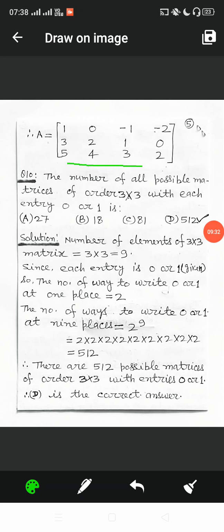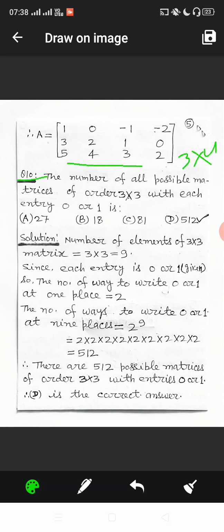So, matrix A has elements 1, 0, minus 1, minus 2, 3, 2, 1, 0, 5, 4, 3 and 2. And the order of this matrix is 3 by 4.